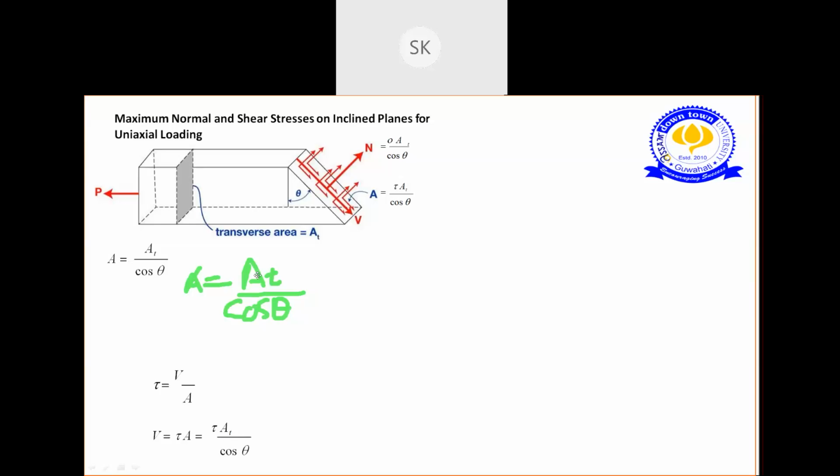So this is how we got normal stress and shear stress on the inclined plane. Remember, we need to find the maximum. These are not the maximum values. These are just the values on the inclined plane. If someone asks how much the normal stress on an inclined plane will be, it will simply be sigma AT by cos theta, and shear stress on an inclined plane will be tau AT by cos theta. An MCQ question will ask related to this formula, or they can give you dimensions and angle and ask you to find the normal stress on the inclined plane. So simply put this value, sigma AT by cos theta.